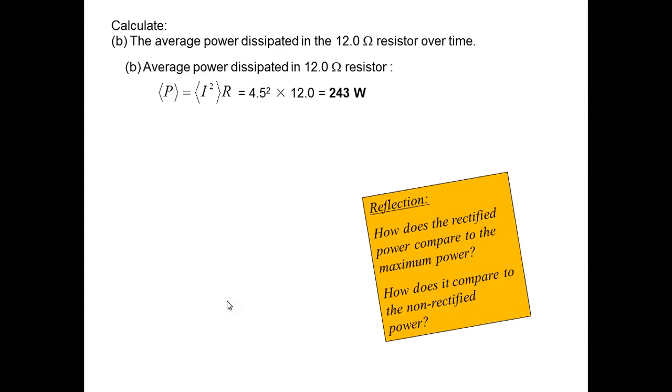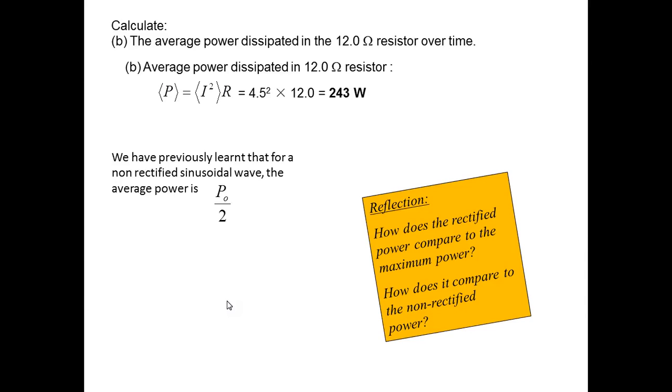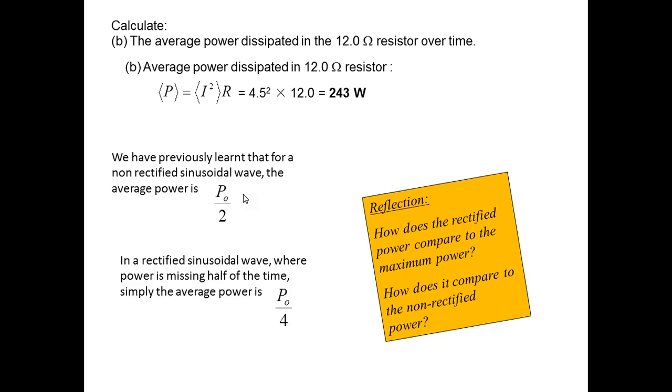This average power is the rectified power. How does it compare to the maximum power? In the previous lesson, we learned that for a non-rectified sinusoidal wave, the average power is actually P naught over 2. So with the full sine wave like this, up and down, you get P naught over 2 as the average power. With a rectified circuit, half of this current disappears. So instead of having a full wave, you get half of the wave. So is it then any surprise that the new power should in fact be the maximum power over 4?